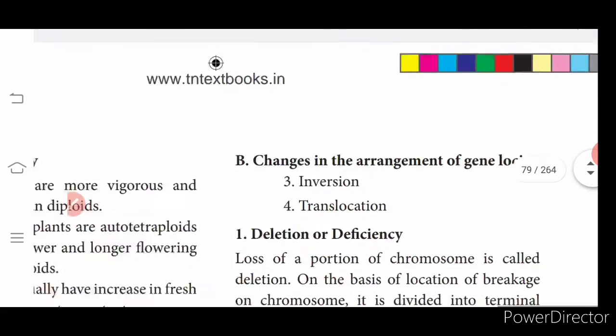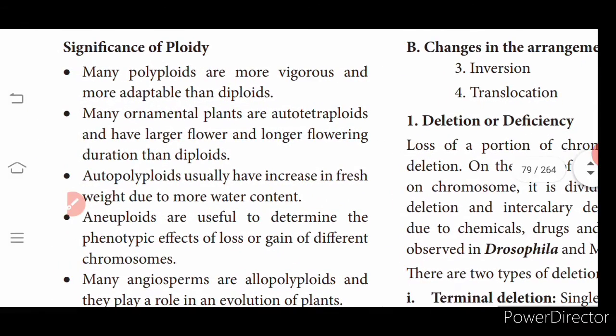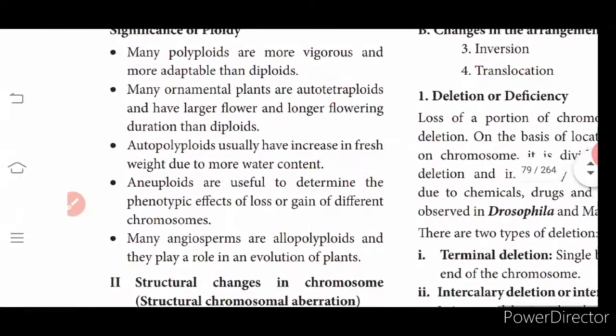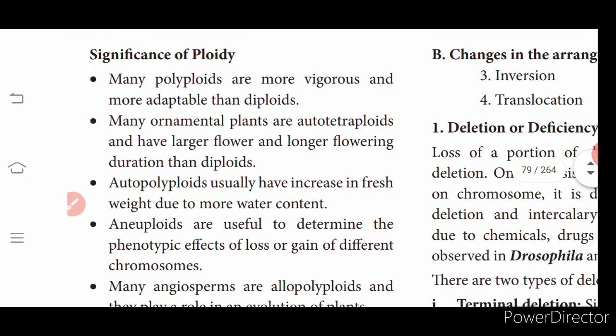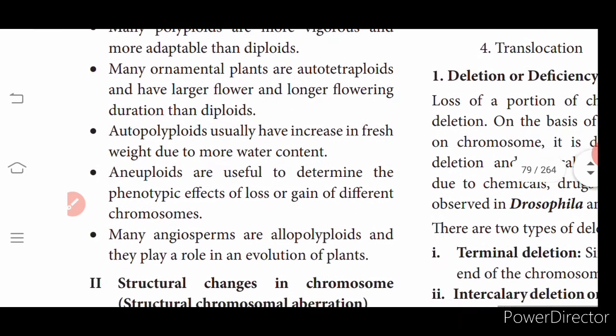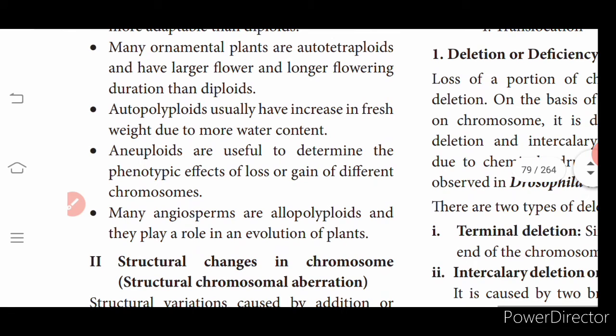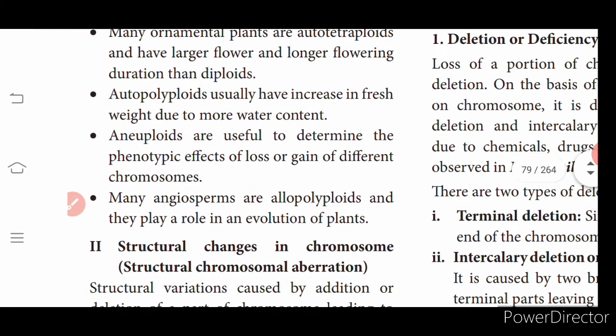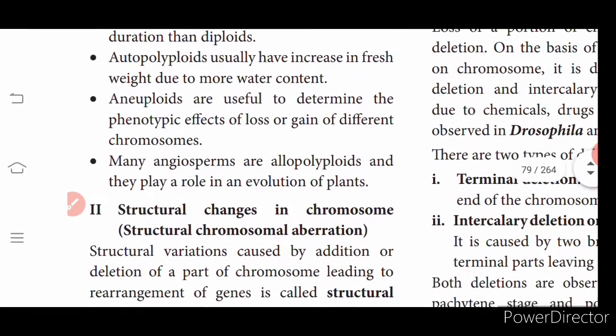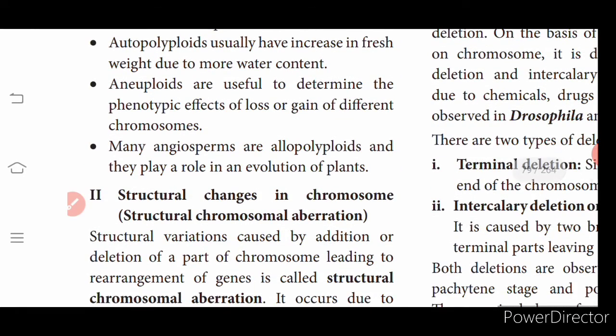Okay, so that is about the hexaploid condition exhibited by Triticum or triticale. So you can see the significance of polyploidy is one of the important questions. Many polyploids are more vigorous, that is, they grow faster and are more adaptable than diploids. Many ornamental plants are autotetraploids. Large flowers and longer flower duration are seen. Autopolyploids have an increase in fresh weight due to more water content.